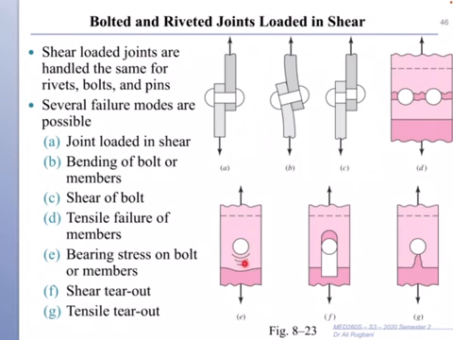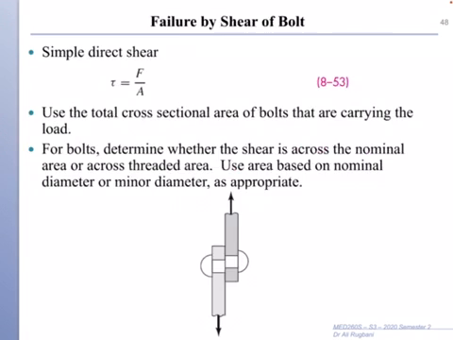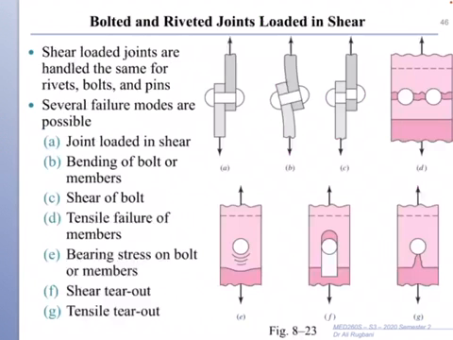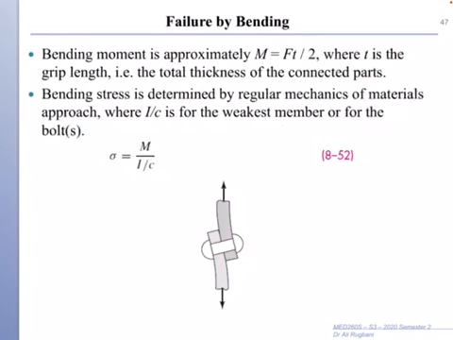E, you need to make sure that the area behind the bolt and the member itself will be safe, and also the bolt material must be strong enough that it doesn't crush, so no bearing stress failure applies to it. The last two, F and G, are the shear tear out and tensile tear out. So first one, as I said, is the failure due to bending, and you apply the same formula for bending. You need M, which is a bending moment.